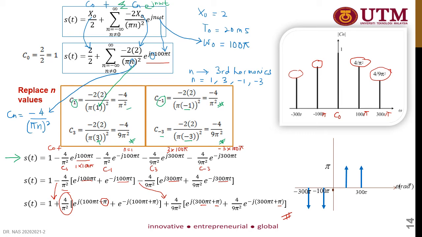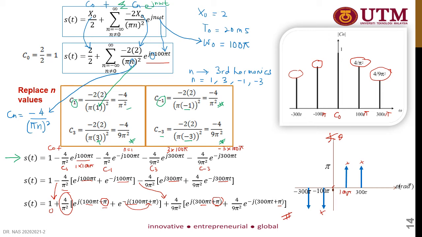Okay, next is the phase spectrum. At 0, the phase is 0. At positive 100 pi, the phase is positive pi. At negative 100 pi, it is negative pi. So at positive 300 pi, it's positive pi.